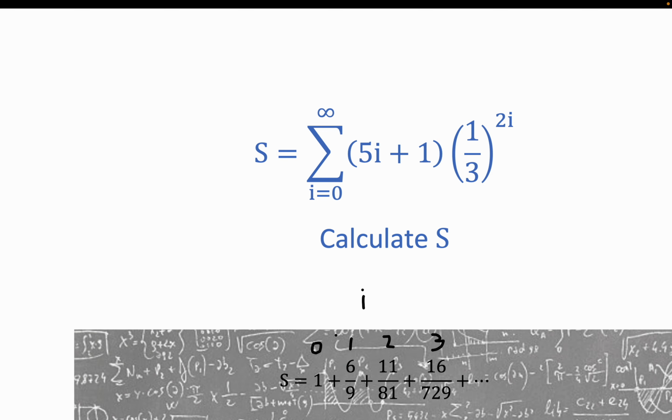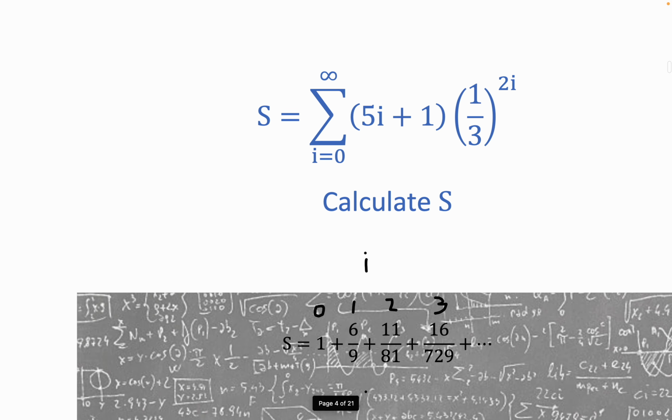Again, i equals 0, that's the particular summand. i equals 1, this is the summand. i equals 2, summand. i equals 3, summand, right? So you get from one to the next: 1/9 times this gives you the 81, but it doesn't give you the 11. So we don't have a common ratio right here, but it turns out we can do an algebraic manipulation to get a common ratio.